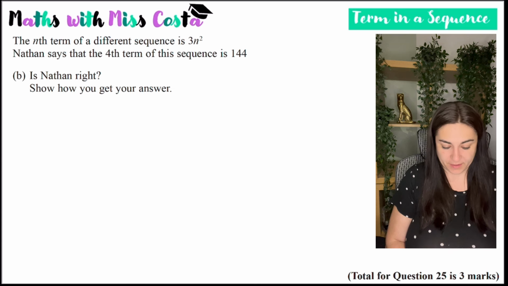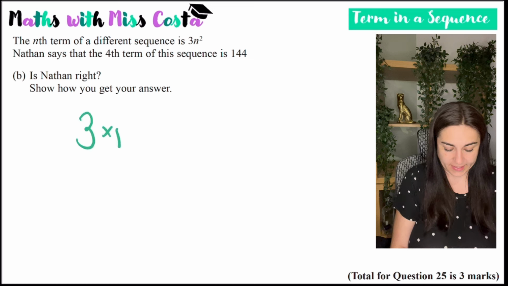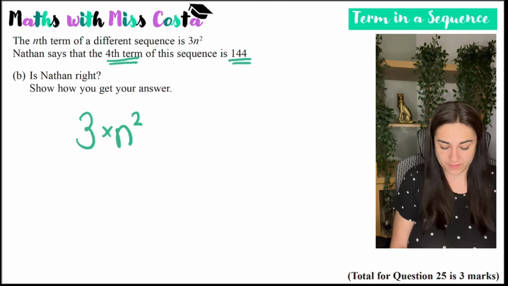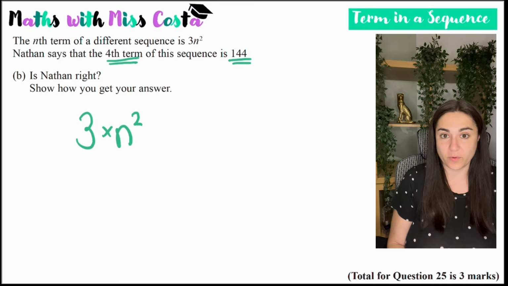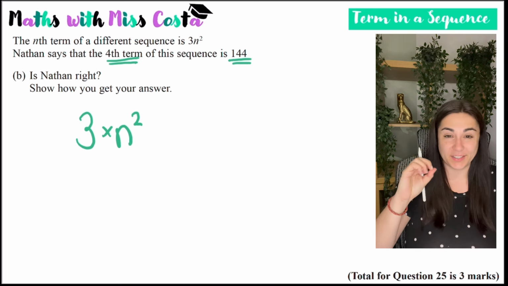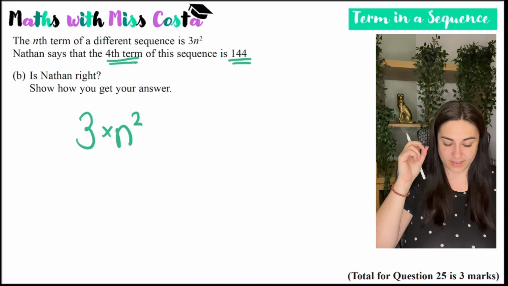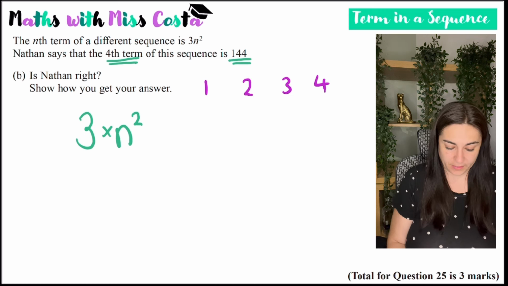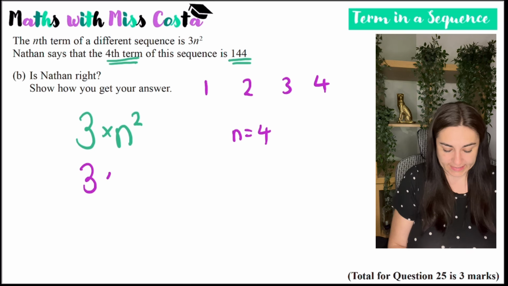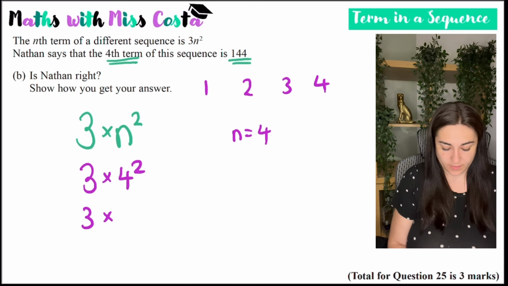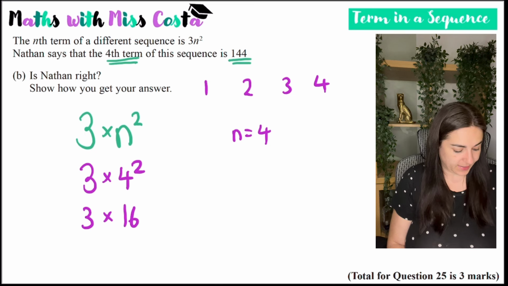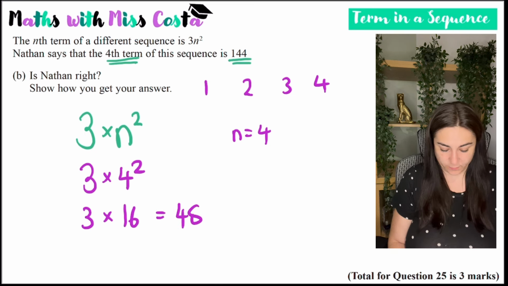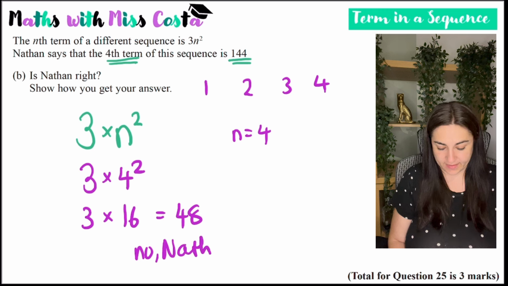Next, it says the nth term of a different sequence is 3n squared. And what does 3n squared mean? It means 3 times by n squared. Nathan says that the 4th term of this sequence is 144. Is Nathan right? So if it's the 4th term, n represents the position of the number in the sequence. So like the 1st term, 2nd term, 3rd term, 4th term. So the 4th term, n would be 4. So I do 3 times by 4 squared. 4 squared is 16. And 3 times 16 is 48. So no, Nathan is not correct.